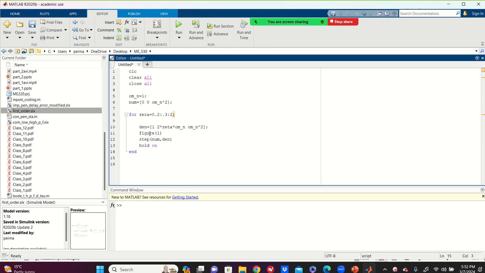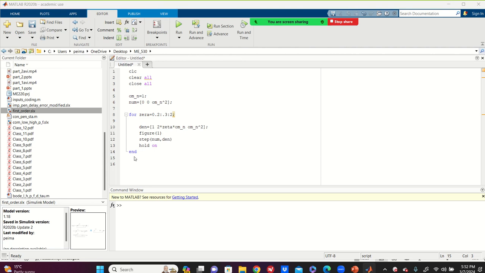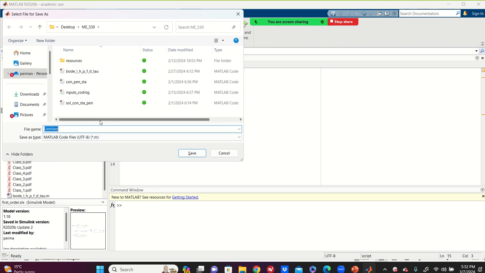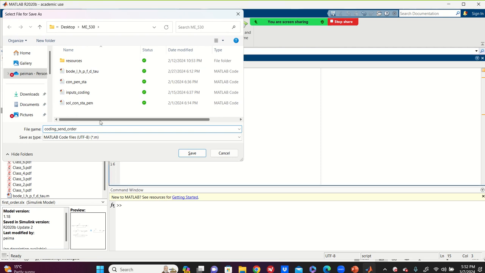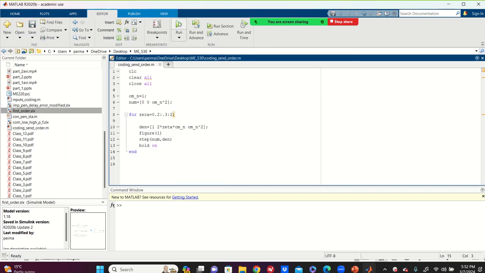You got it? You can write like this. And then this is coding of second order. You got it? If I run this, oh, 0. So yes.